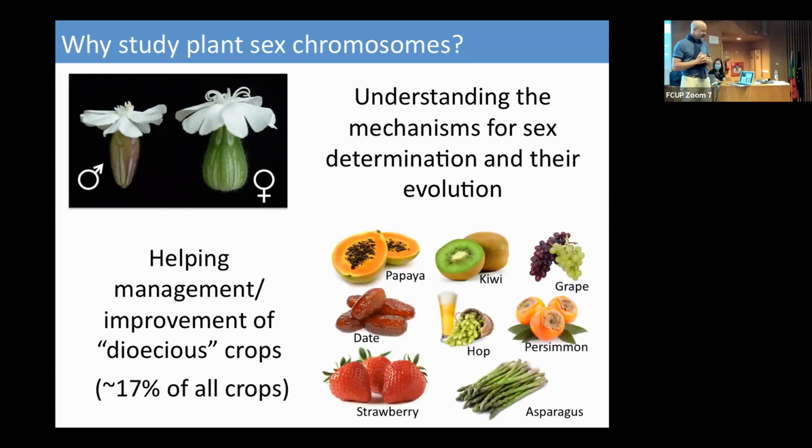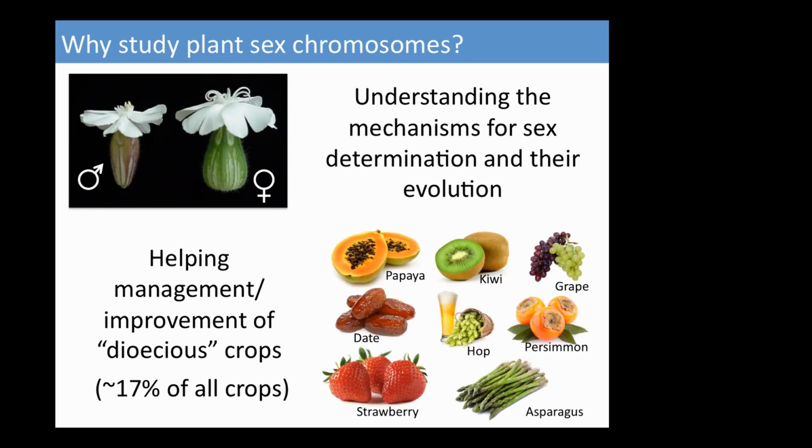Second thing, dioecious species are overrepresented in crops. About 20% of the crops are dioecious or derived from a wild progenitor that is dioecious. I put on this slide a couple of examples: papaya, kiwi fruit, grape, date, and so on. They are dioecious or come from a dioecious progenitor.